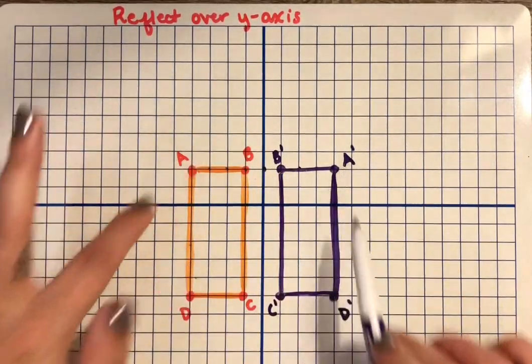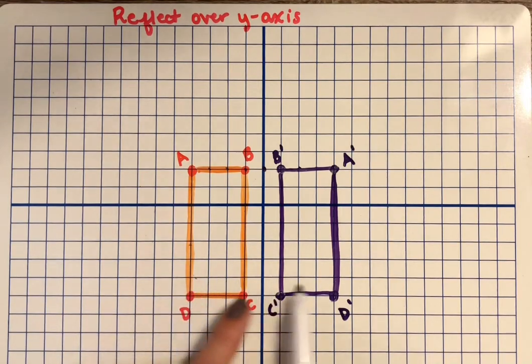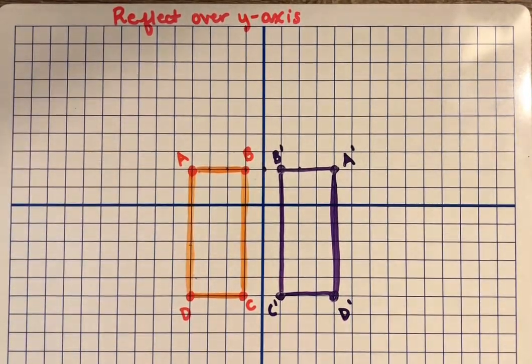If I didn't have any of the points labeled, I wouldn't be able to determine if this had just been a translation to the right or a reflection over the y-axis. But it's the labels of the points that tell me that.